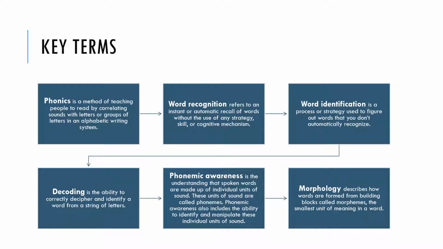Word recognition refers to an instant or automatic recall of words without the use of any strategy, skill, or cognitive mechanism. So if a student has good word recognition, then they're able to look at a text or a passage and just be able to read the words without even thinking and trying to decode the word. Word identification is a process or strategy used to figure out words that you don't automatically recognize. So if a student doesn't have good word recognition, then they would need to be taught word identification skills.